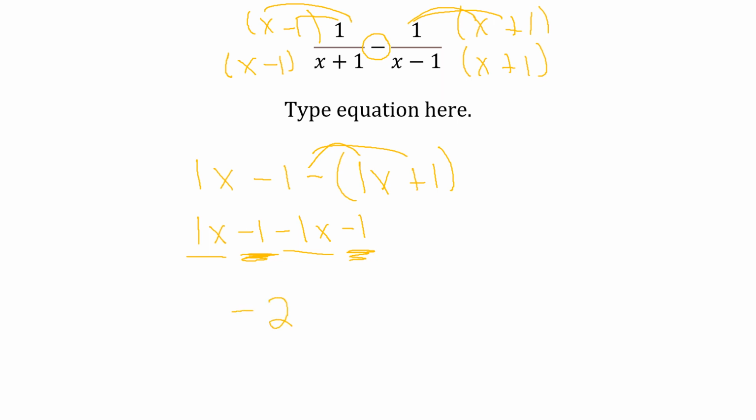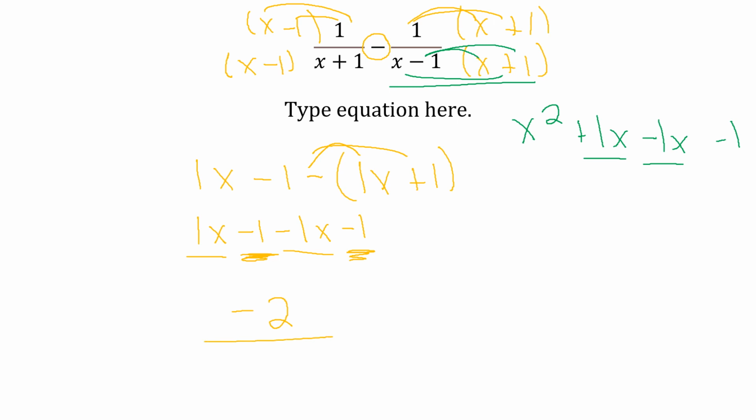Now let's talk about the bottom. What I'm going to do is I'll change colors. I'm going to work with this times this. X times x is x squared. X times 1 is 1x. Negative 1 times x is negative 1x. Negative 1 times 1 is negative 1. Now I have like terms, x minus x goes away. So on the bottom here, then what I have is x squared. And that is the answer.